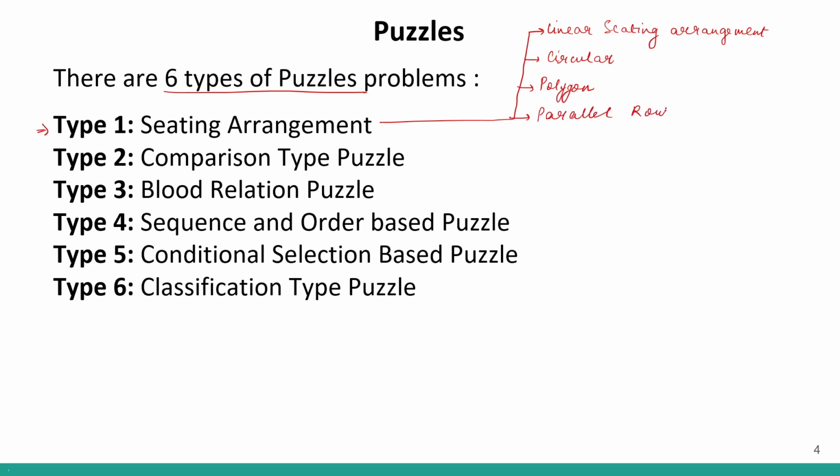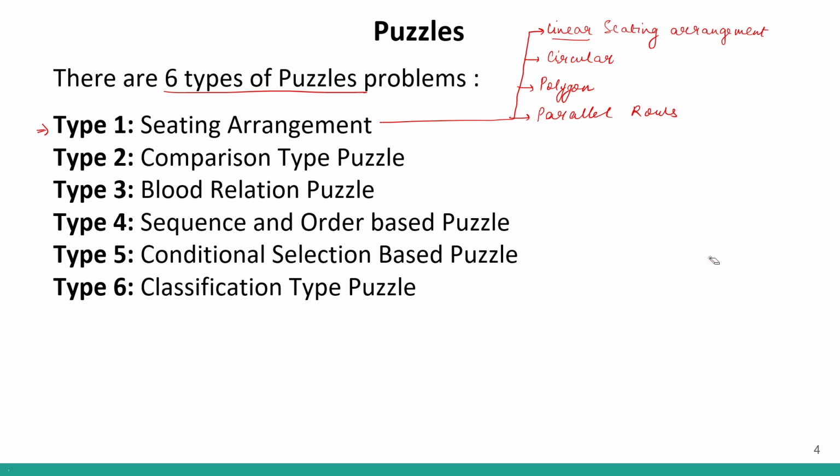So, what do you mean by this? Linear seating arrangement means everybody is sitting in a row. Let's say there are 5 people, 1, 2, 3, 4, 5. They are sitting over here. They can be either facing north, they could be facing south, they could be facing east or west. So this is your linear seating arrangement.